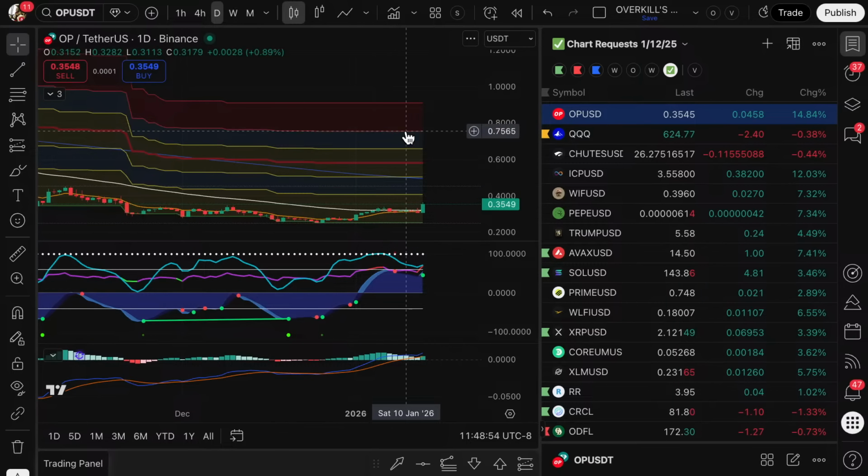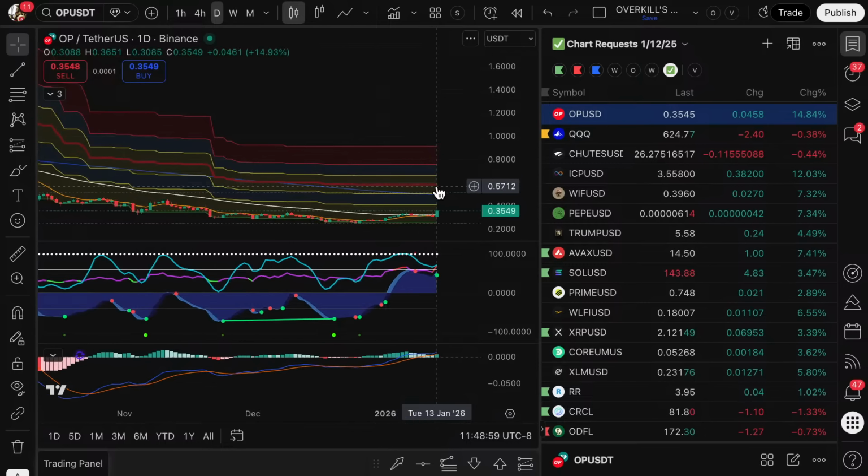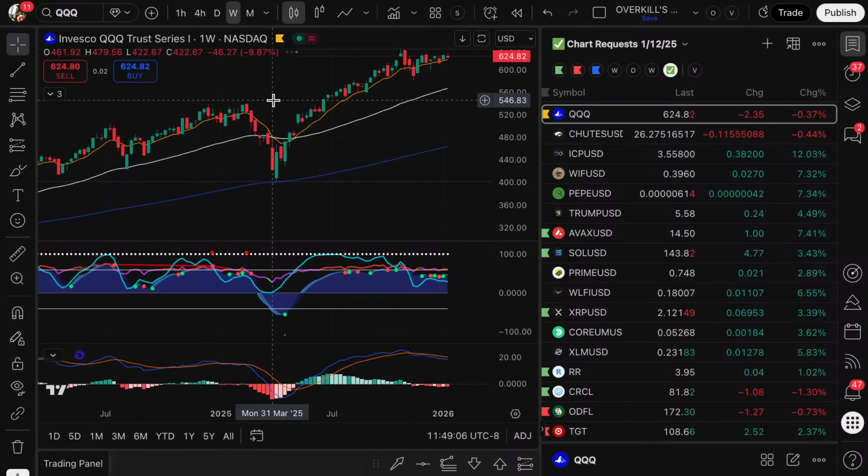I think today is a very, very big day for crypto. And that's a big breakout candle there on OP. So target would be anywhere from 80 cents to $1 on that. It's sitting at 35 cents right now. That one looks good. QQQ.